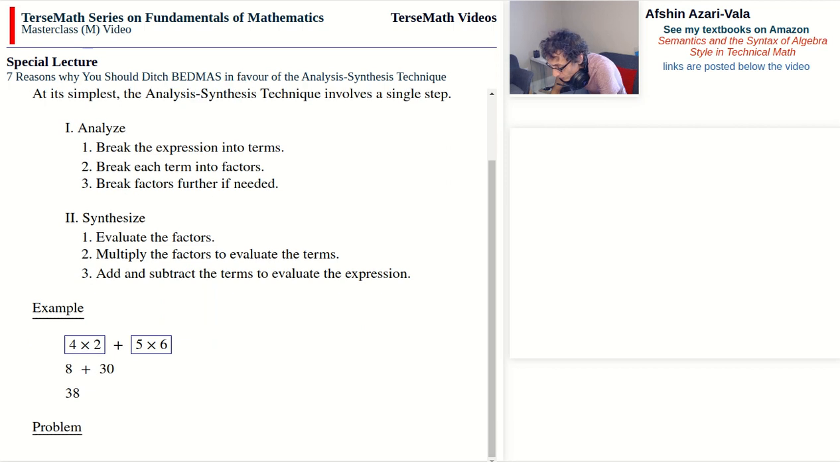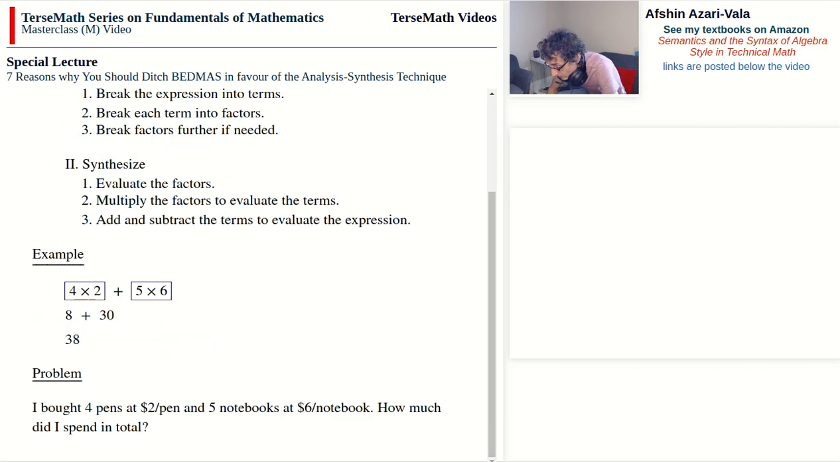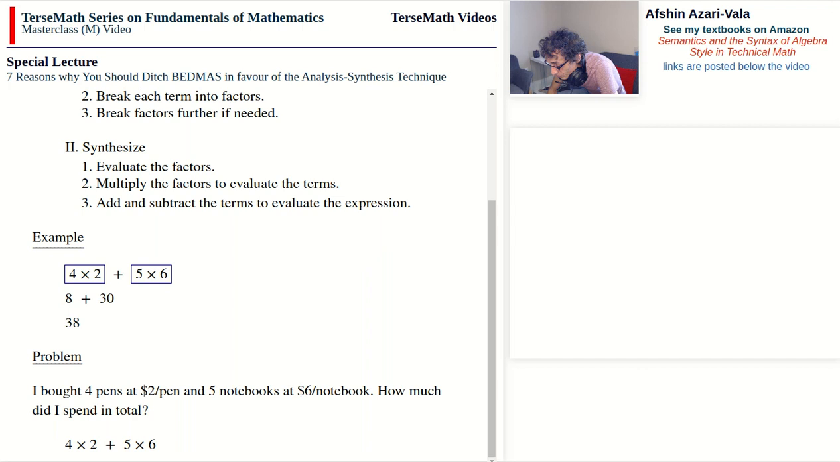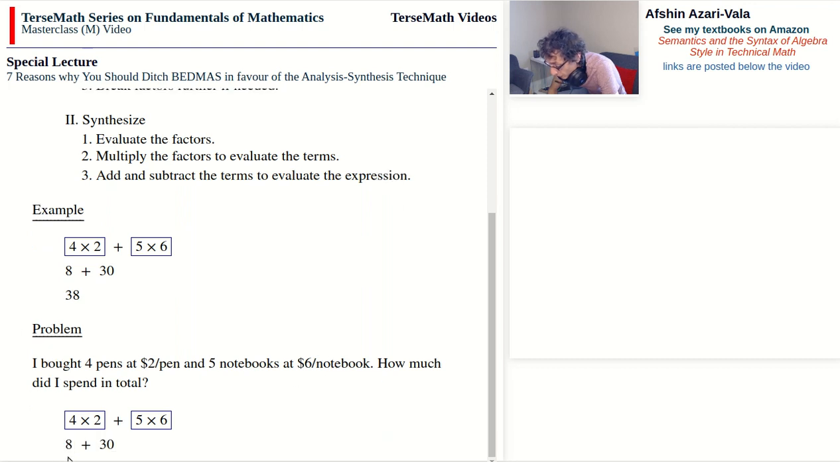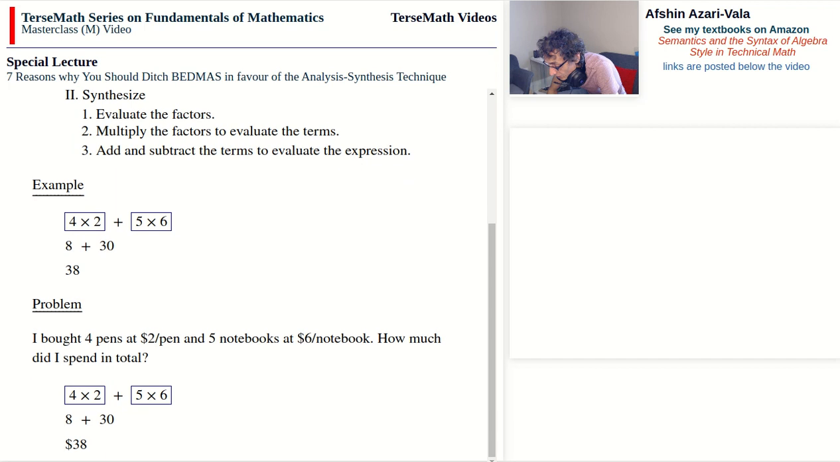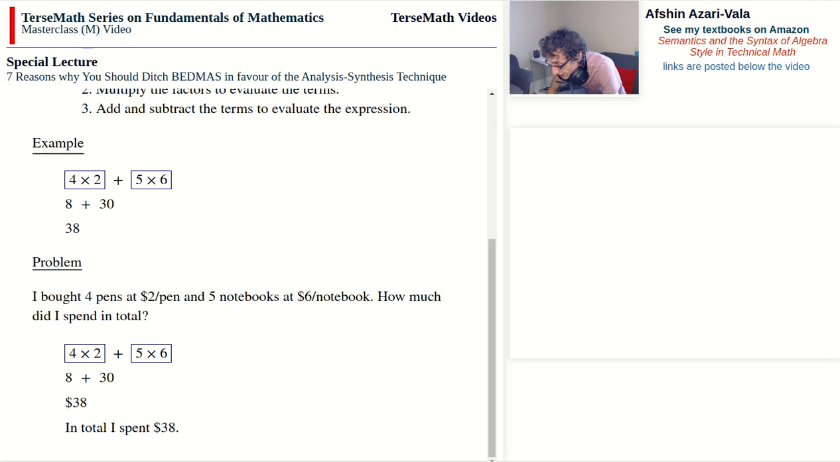Now you see, if I have a word problem that says I bought 4 pens at $2 per pen and 5 notebooks at $6 per notebook, how much did I spend in total? I can actually write the expression that we had above for it. 4 times 2, because I understand that this becomes the terms 4 times 2 and 5 times 6. 4 times 2 figures out the total amount of money that I spent on the pens. 5 times 6 finds the total amount of money spent on the notebooks. And once I find out how much I spent on the pens, $8, and the amount of money I spent on the notebooks, which is $30, then I can add them up to come up with a grand total of $38. So in total I spent $38.